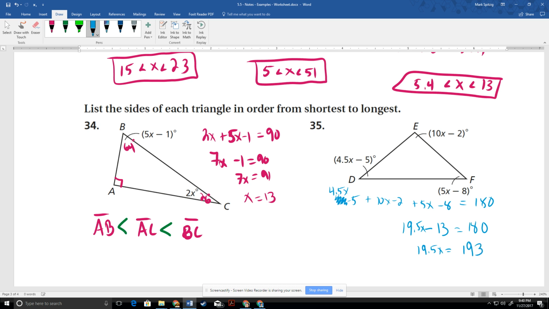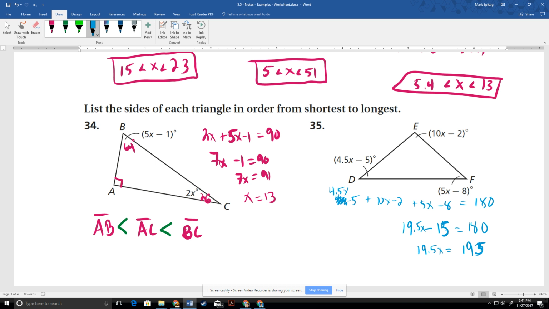193, and so I hope this is even. 193 divided by 19.5 is not even. Let me double check that I did that right. There's a minus 2 in there as well. Forgot that. So it's actually 15 here. So it actually is one. Oh, that was nice. Okay, so it's actually 195.